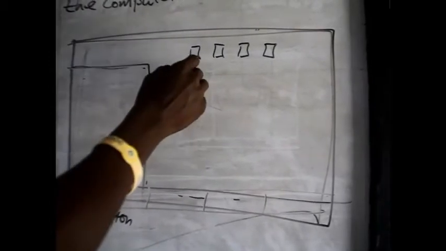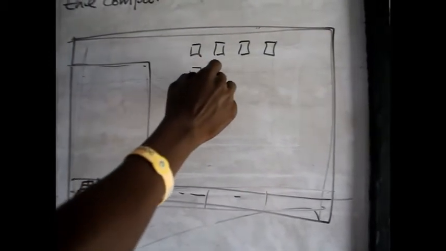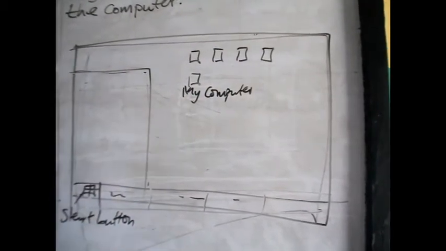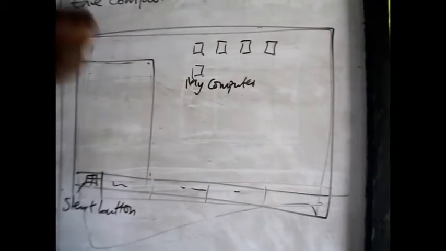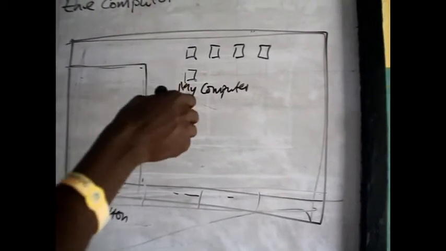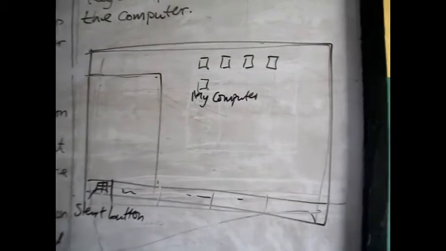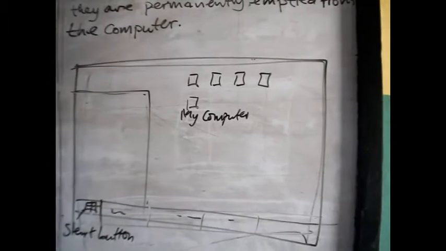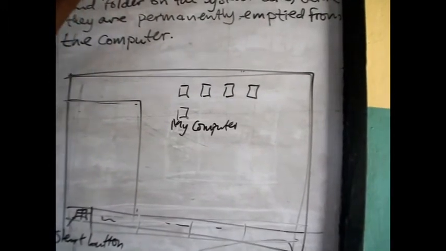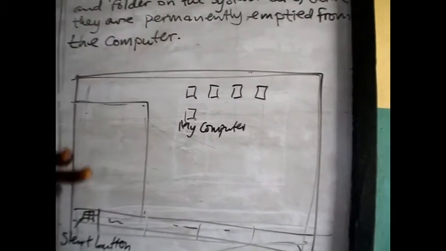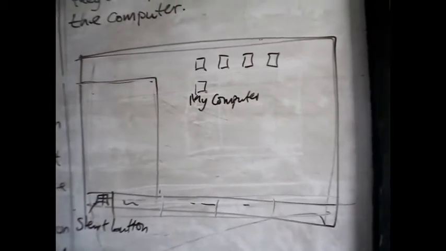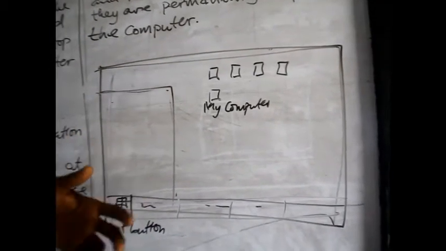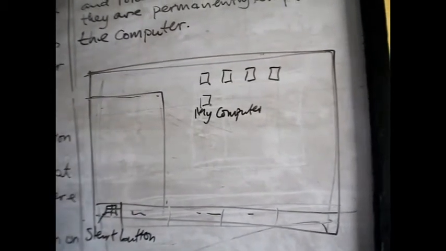Then among the icons, we still have another icon that we call My Computer. It's normally on the desktop, and sometimes it may not be. And what does My Computer do? When you click on it, it shows you the drives and hardware connected to the computer. For example, we have a shared document, a local disk, or maybe you connect a removable drive like a flash drive to it. All are going to show on My Computer.